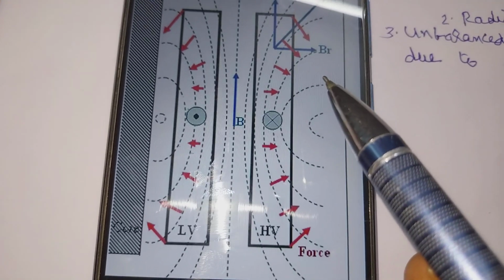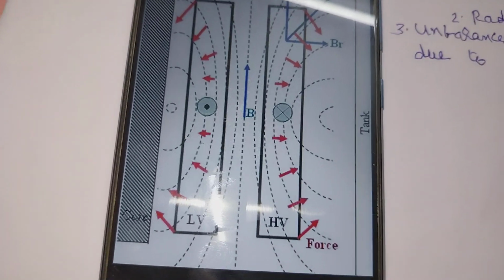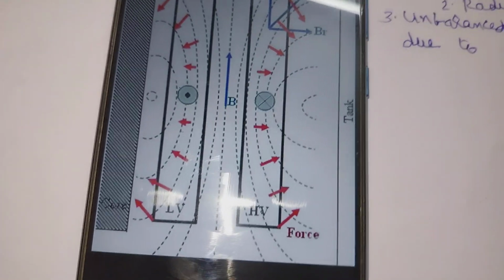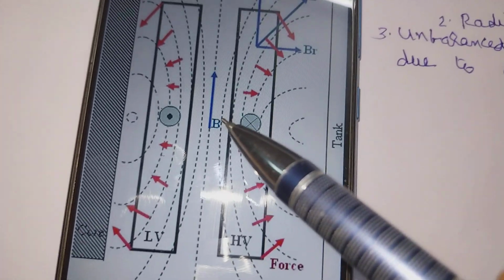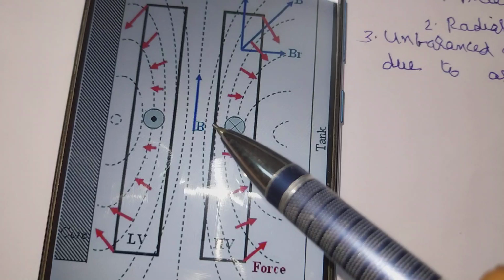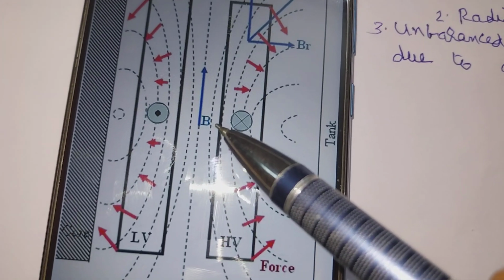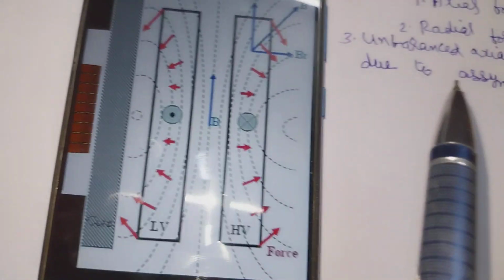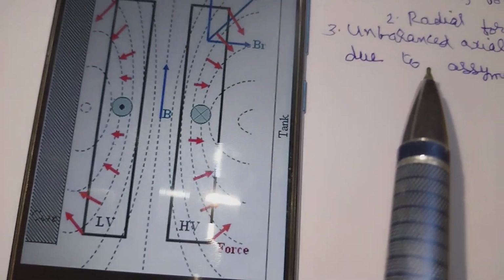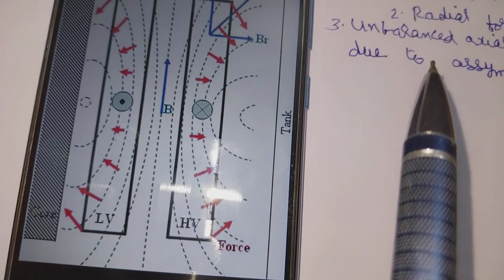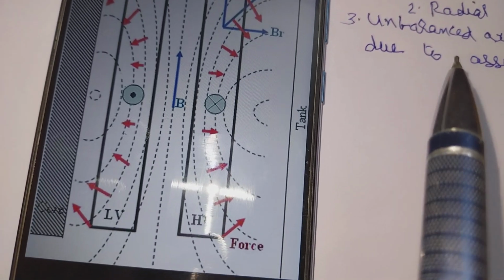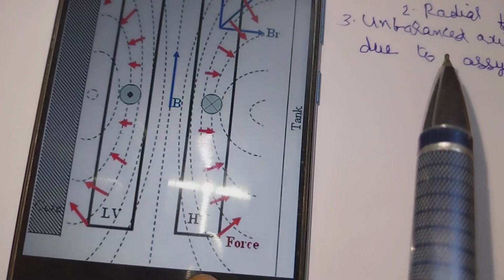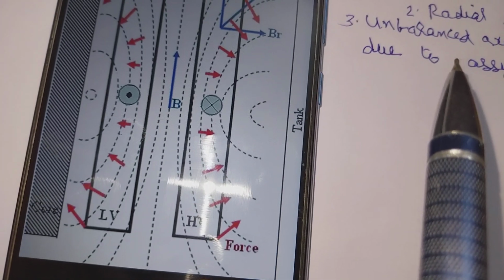And since the intensity of the magnetic field itself is proportional to the current, the forces are proportional to the square of the current. The forces with normal load currents are low compared with the strength of the windings and are not noticeable.